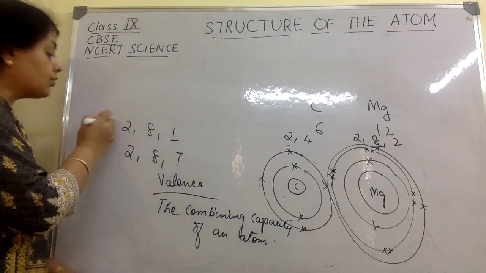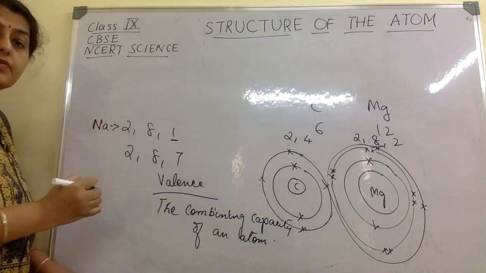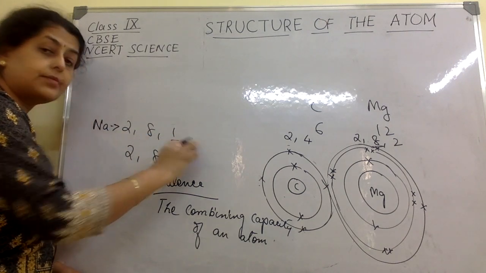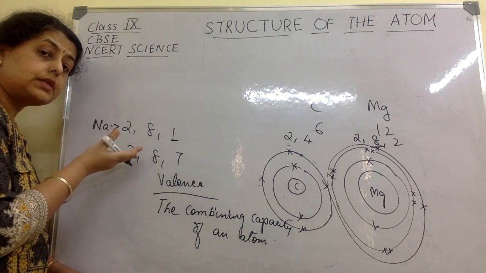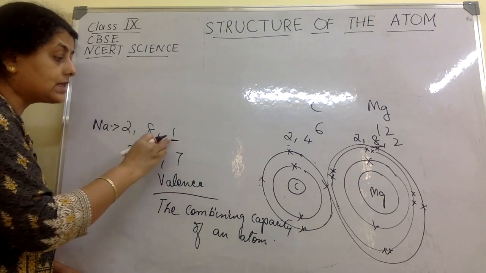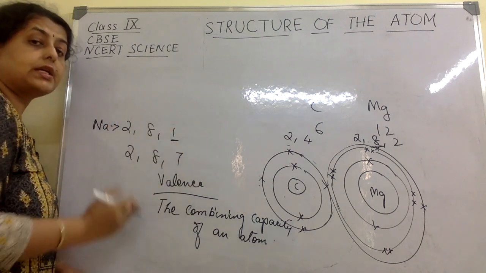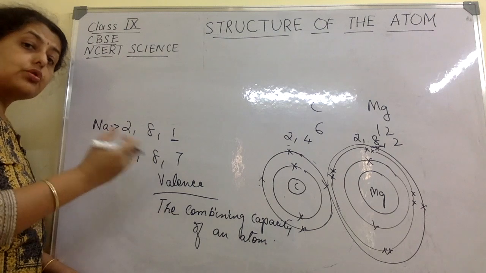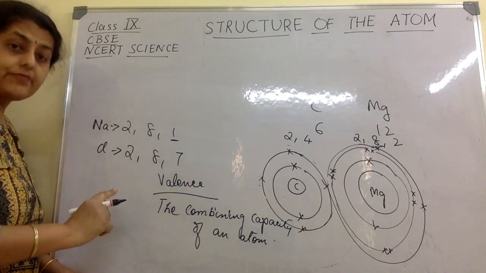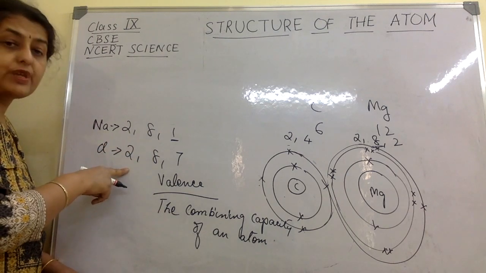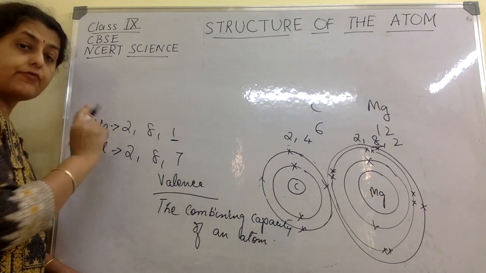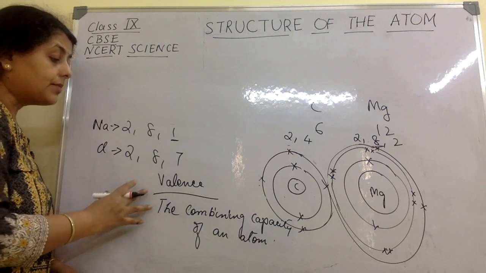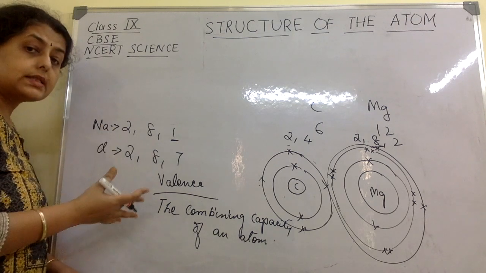So valency of sodium is 1. Why? Because it will give this 1 to somebody and attain stability. So we can also say it is combining by donating 1 electron. Okay, chlorine on the other hand takes 1. So chlorine also has valency as 1, but it has -1 valency. Here it has +1. If you are giving, it's a +1. If you are taking, it's a -1. Okay, so the combining capacity of an atom is called its valency.